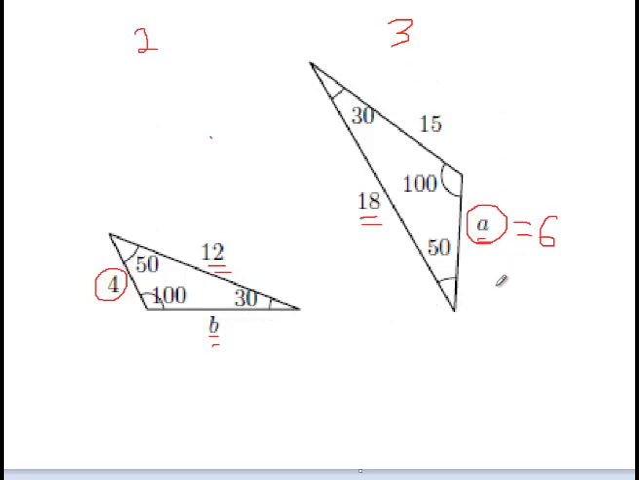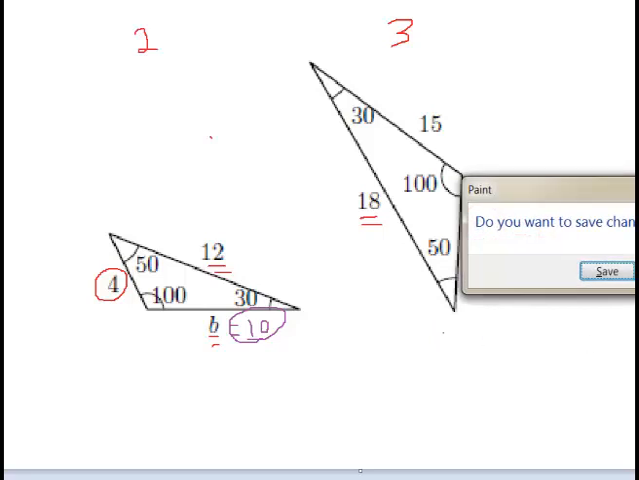Now let's figure out what B is over here, and we'll use a different color to symbolize that it's a different proportion. B is the one opposite the 50 degrees. Well, what's opposite the 50 degrees? The 15 here. Now, the 15 is 5 times 3, so the B will be 5 times 2, and the B will be 10.